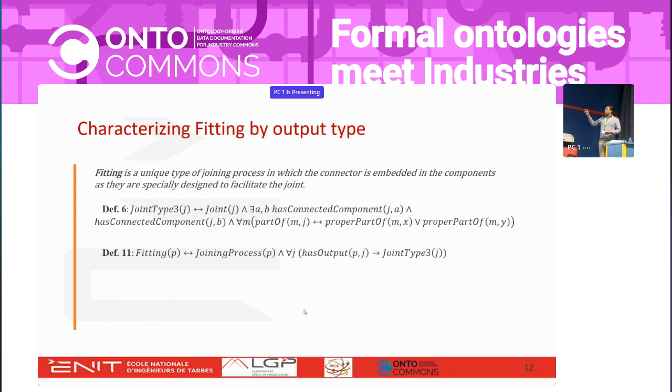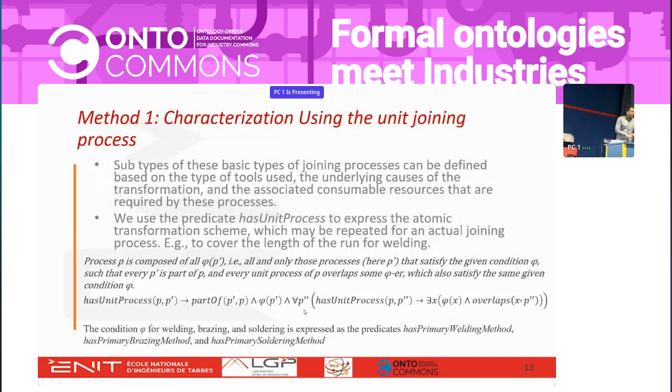Now the last type of joint is where there is no external material, so it is actually joint free. But how can we formalize it? Say that everything that makes the joint is either part of one of the components or both the components. So it is typically the output of a fitting operation. Now we have defined the output type of the joining operation.